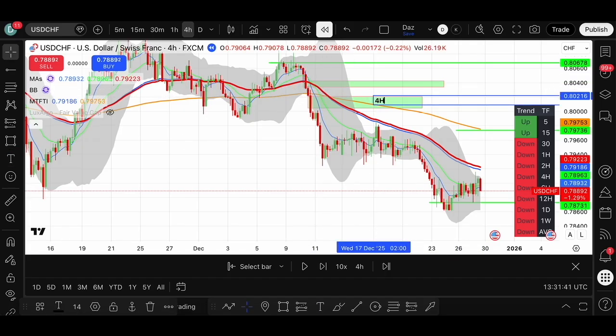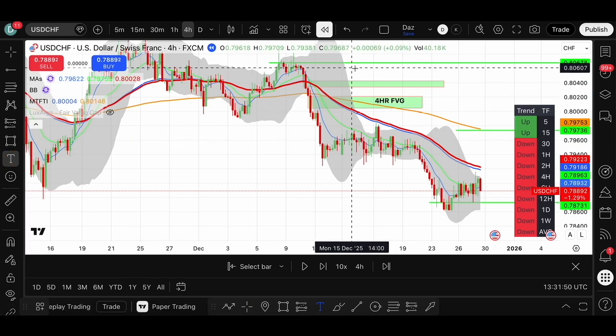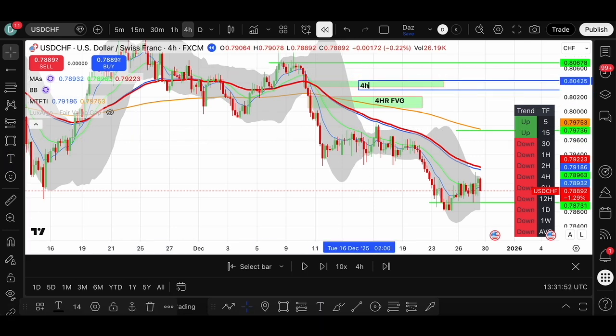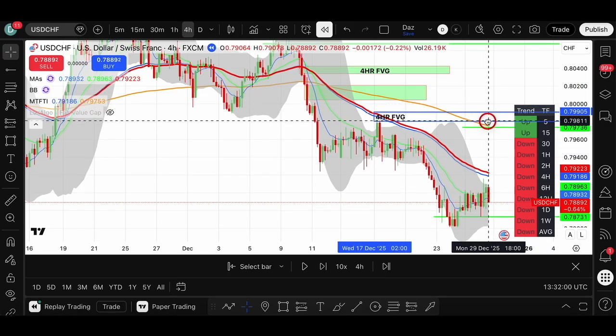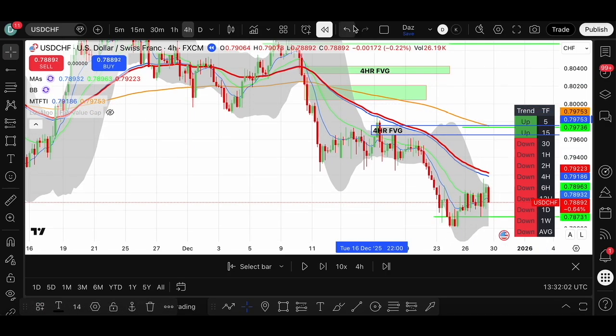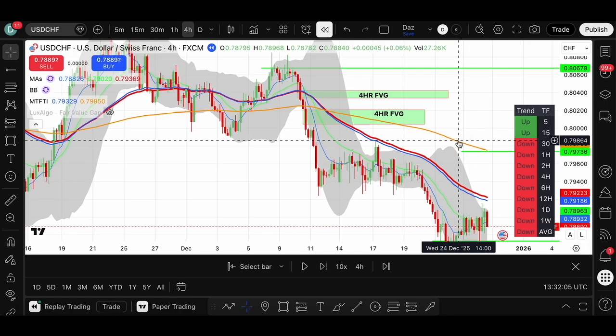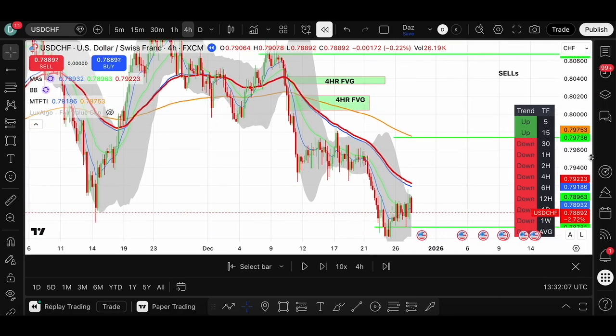So we say 4 hour fair value gaps. Okay, and then we do another one, 4 hour fair value gaps. Okay, wrong one, put it back. So they're marked up there, and then what I like to do now is work out where your fibs are.